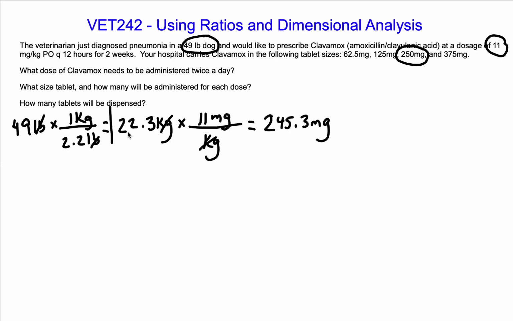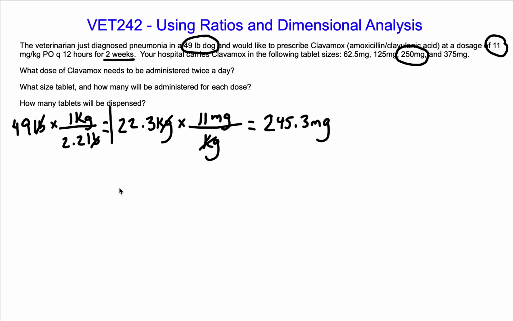So now we have to go back and decide how many tablets do we need to dispense total. And then we go back up to our prescription and see that we need to give this for 2 weeks. And we're giving one tablet in the morning and one tablet in the evening. So that means we're giving 2 tablets per day.